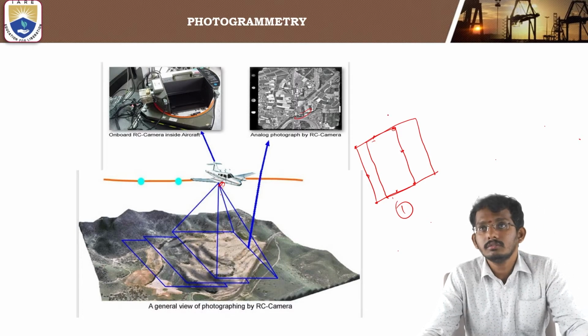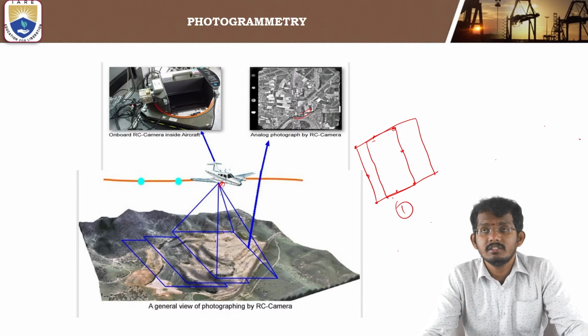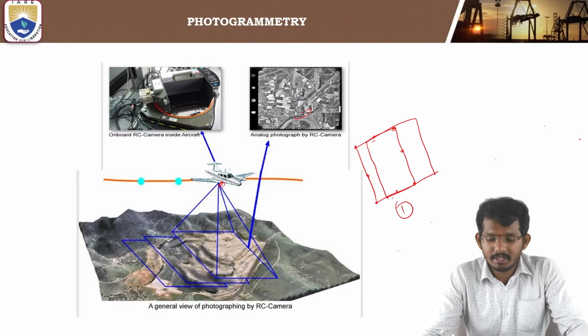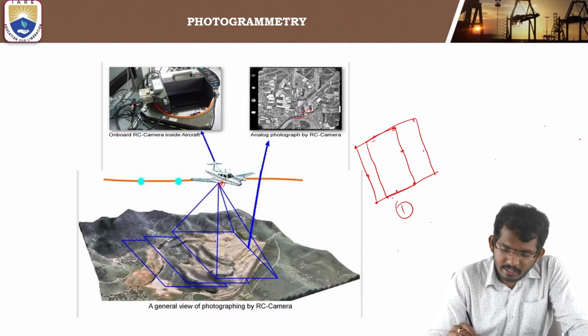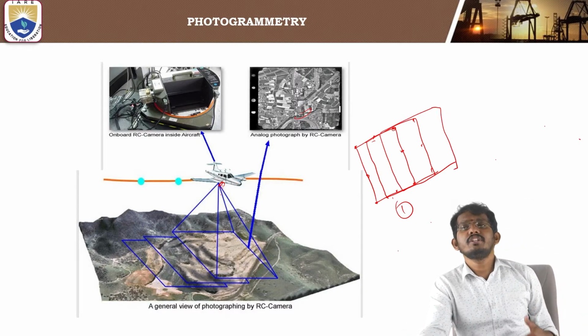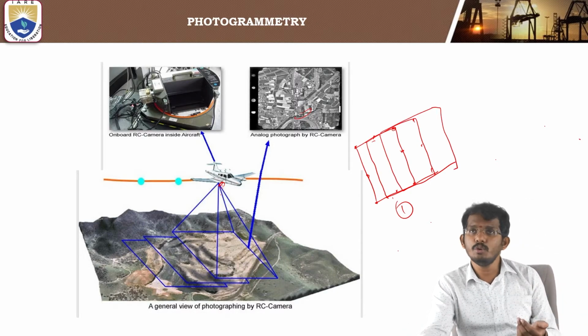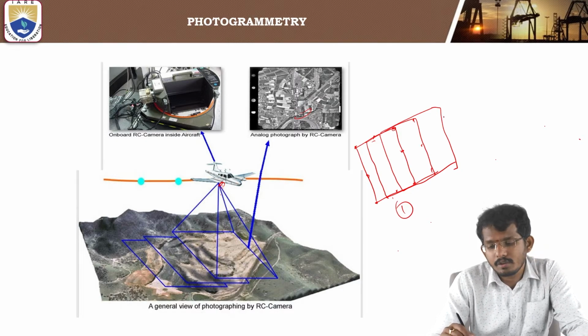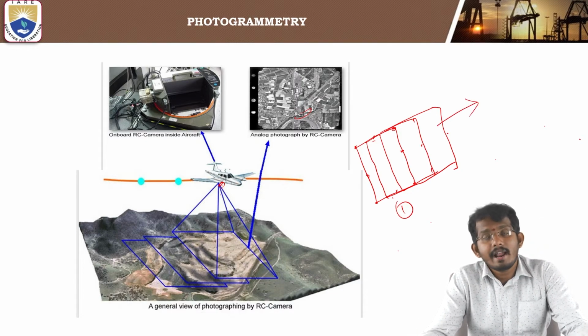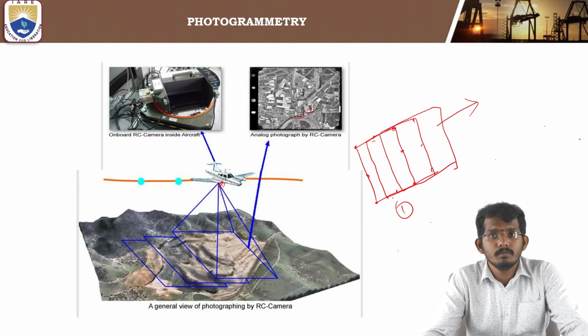Okay, I will overlap the previous image by 60 to 70%, and I'll capture a new image. So again in the new image, I get the fiducial points like this. For this, again I'll capture 60 to 70% of the previous image and I'll get a new image. By the process of stereoscopy and stereo parallax, I'll measure the three-dimensional view of the photographs which have been captured.